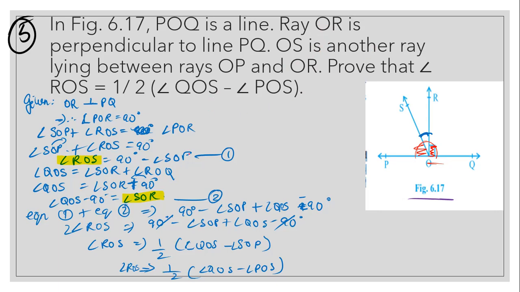Okay, so angle QOS minus 90 degrees is equal to angle SOR, which is equation number 2. Now equation 1 plus equation 2 is equal to 90 degrees minus angle SOP plus angle QOS minus 90 degrees when I combine equation 1 and 2. And similarly on the LHS, we have 2 angle ROS. When we simplify, we will get angle ROS is equal to half of angle QOS minus angle SOP. So here angle ROS is equal to half of angle QOS minus angle POS. Thus, it is proved. Okay.